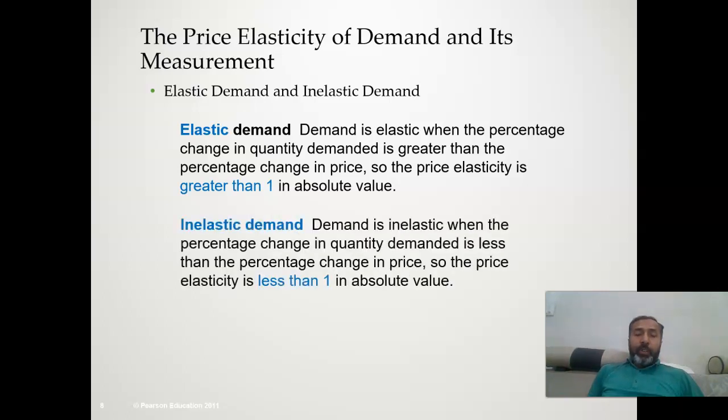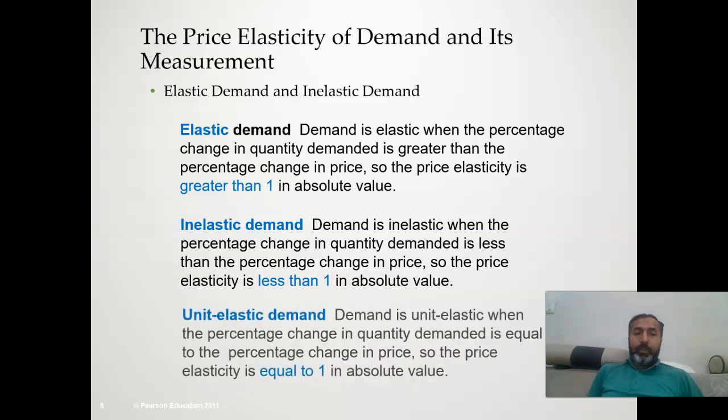If the percentage change in price is bigger than the percentage change in demand, then the absolute value of PED should be less than 1. So if the absolute value of PED is less than 1, we'll call it inelastic demand. And if the percentage change in quantity demanded and the percentage change in price are both equal, then we'll call it unit demand.